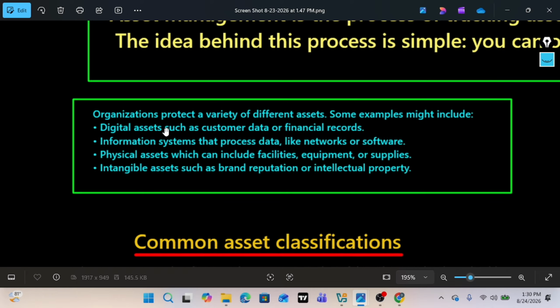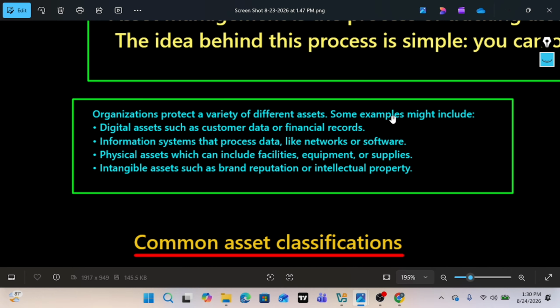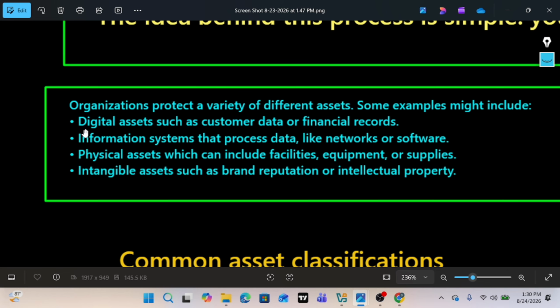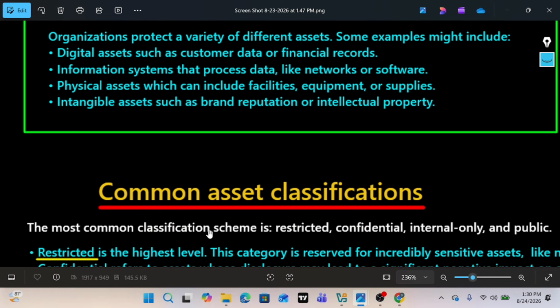If you check here, you see that organizations protect a variety of different assets, and some of them might include digital assets, information systems, which are also assets like data, right? You have physical assets that include facilities. You have intangible assets like brand reputation and or intellectual property. So different assets, and each of these assets, depending on the type of organization, have different levels of priority that should be given to them. Digital assets, information systems, physical assets, and intangible assets.